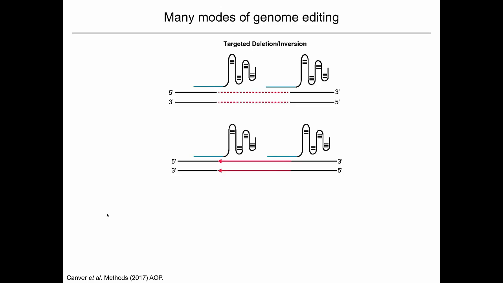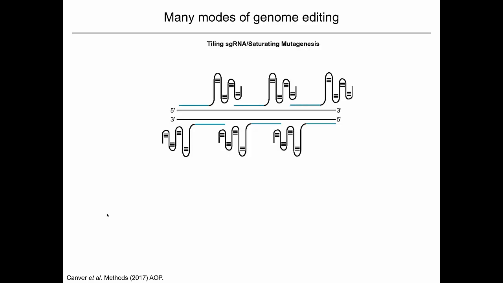Another mode would be to use multiple guides to generate a pair of cleavages, and in this case one could have the goal of achieving targeted deletion of a segment, or alternatively inversion of a segment, or even translocations if the two cuts were on different chromosomes. Another approach that I'll come to in a few more slides is a tiling guide RNA approach, or saturating mutagenesis, where one generates a large number of mutations to identify mutations associated with a phenotype of interest.